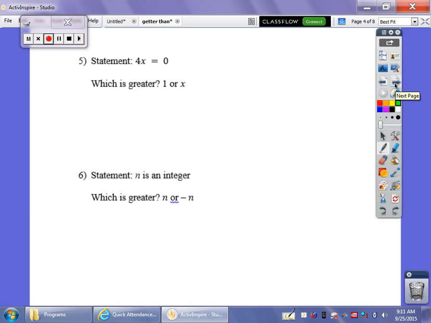And we'll do number 5 and 6. So when you go to answer 5, take a couple minutes to try to work it out on your own, and then we'll answer it.